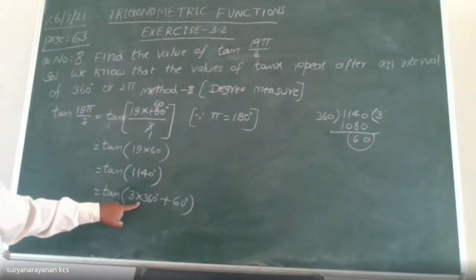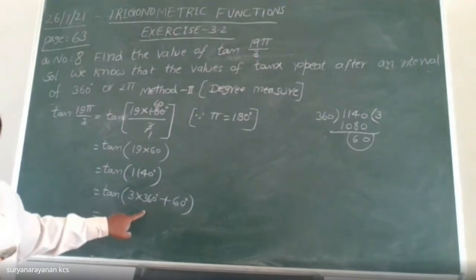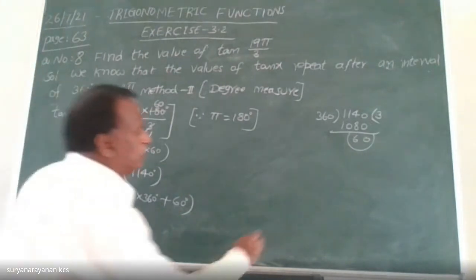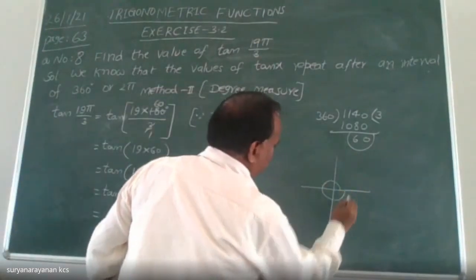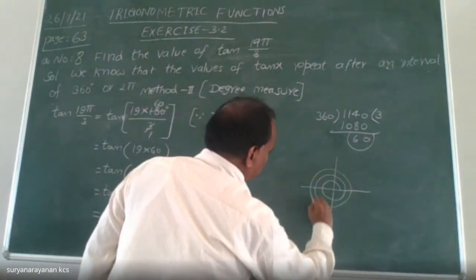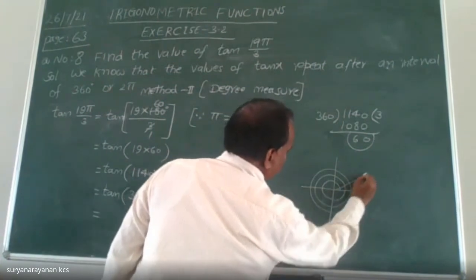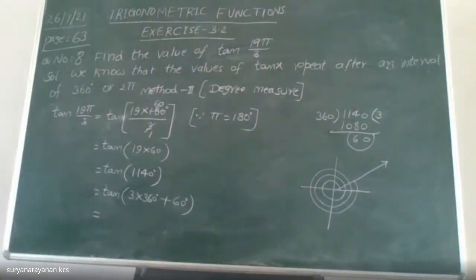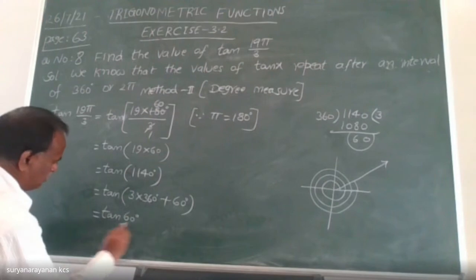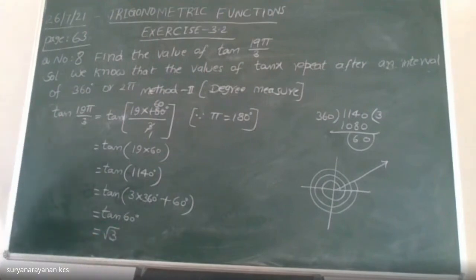Means this angle rotates 3 times completely. 3 revolutions are over. After completing 3 revolutions, again in which quadrant does this angle lie? This is one revolution, second revolution, and third revolution. After that, it comes in the first quadrant. So tan 60 degrees. What is the value of tan 60 degrees? Root 3. In both methods, you get the same answer.